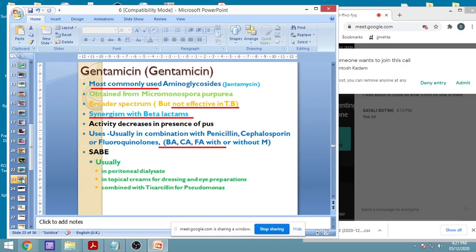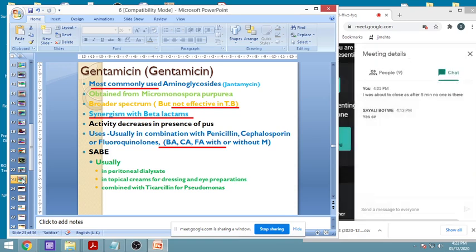Then the next drug is gentamicin. Gentamicin is the most commonly used aminoglycoside. It is obtained from Micromonospora purpurea. It has a broader spectrum, but the funny thing is, in this whole class only streptomycin has the highest activity in tuberculosis. Gentamicin is otherwise a better agent, but it has no effect in tuberculosis. This is also synergistic with beta-lactams, as streptomycin is.